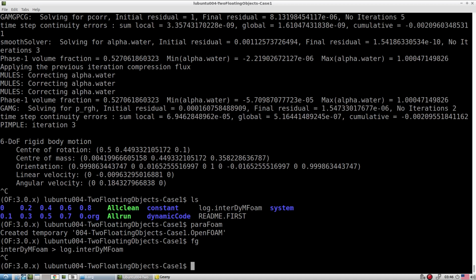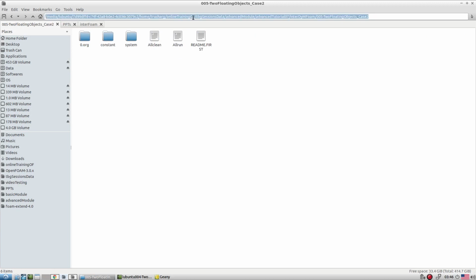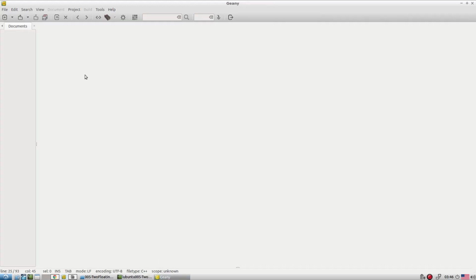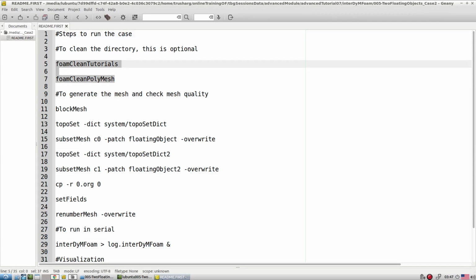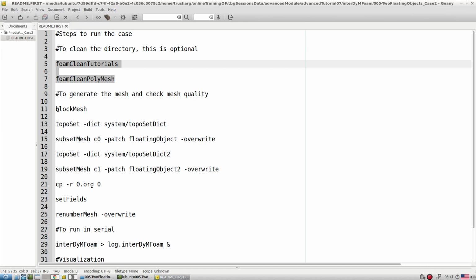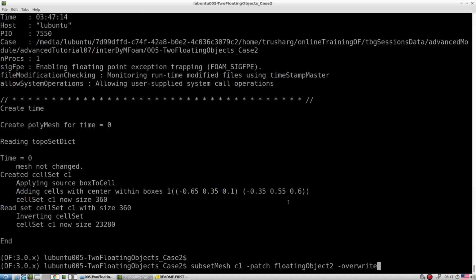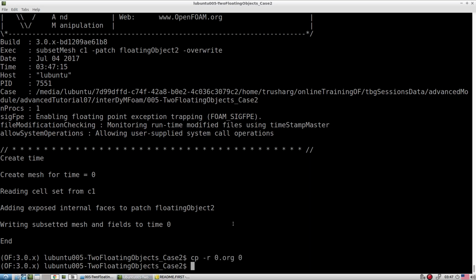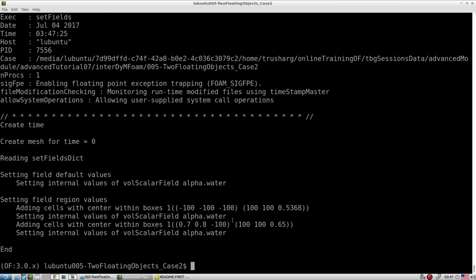Okay, so for that let's go to the next test case number 2, where we have an uncoupled way of looking at both the objects. Okay, so let's first look at the files. So everything is the same, no difference, we are only specifying the motions in a different way. So let me quickly set up everything, whatever we needed up to here. So we constructed both the objects, then we copy the 0 folder, and then we say setFields. Okay, so everything is set.